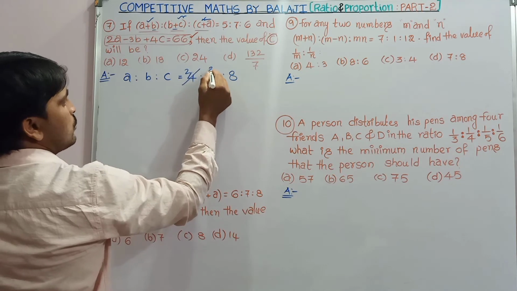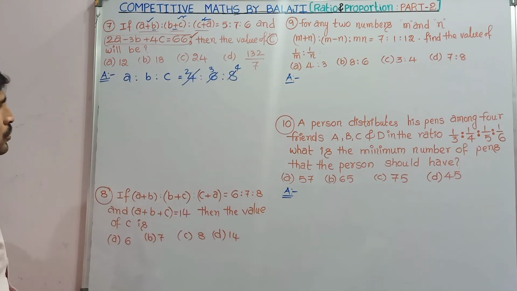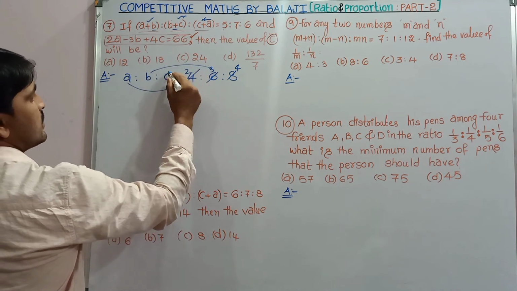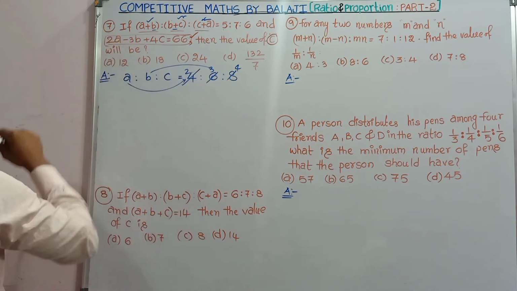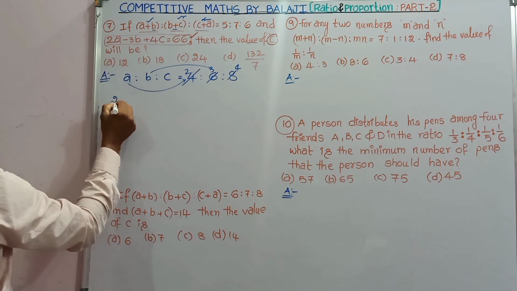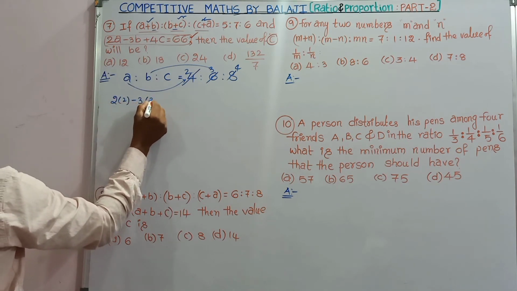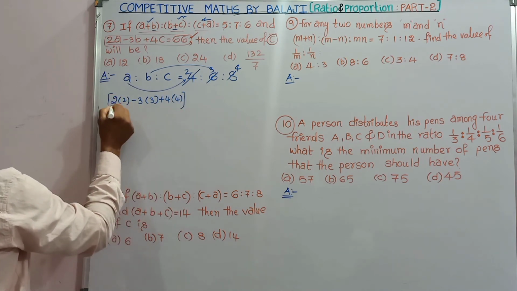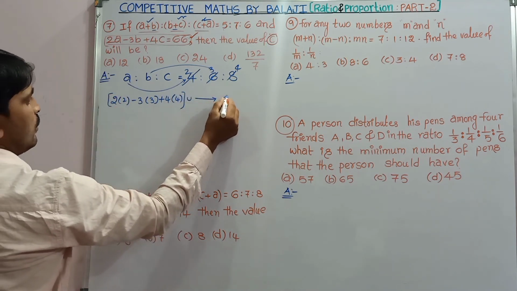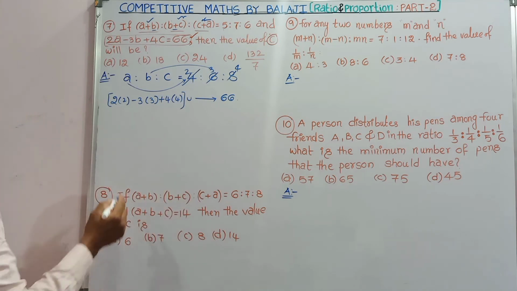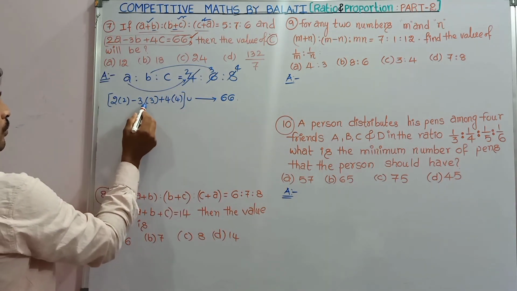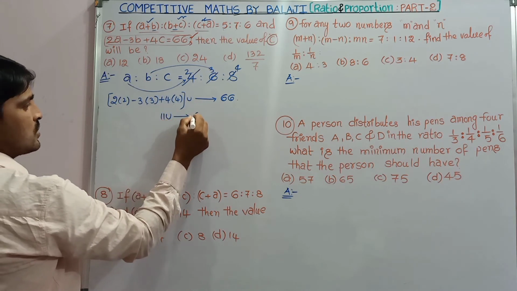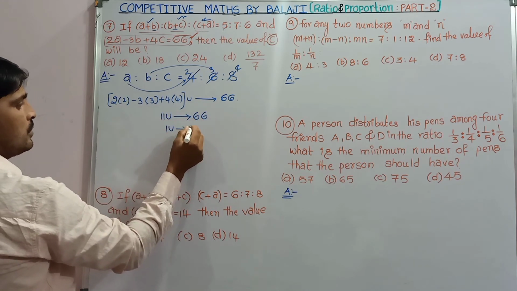Again, 2 2s are, 2 3s are, 2 4s are. So A is nothing but 2 units, B is 3 units, C is 4 units. Substitute the values in the given condition: 2 of 2 minus 3 of 3 plus 4 of 4. These are units, and this unit value is 66. 2 2s are 4, 4 minus 9 is minus 5, plus 16 is 11. 11 units value is 66. Then 1 unit value is 6.